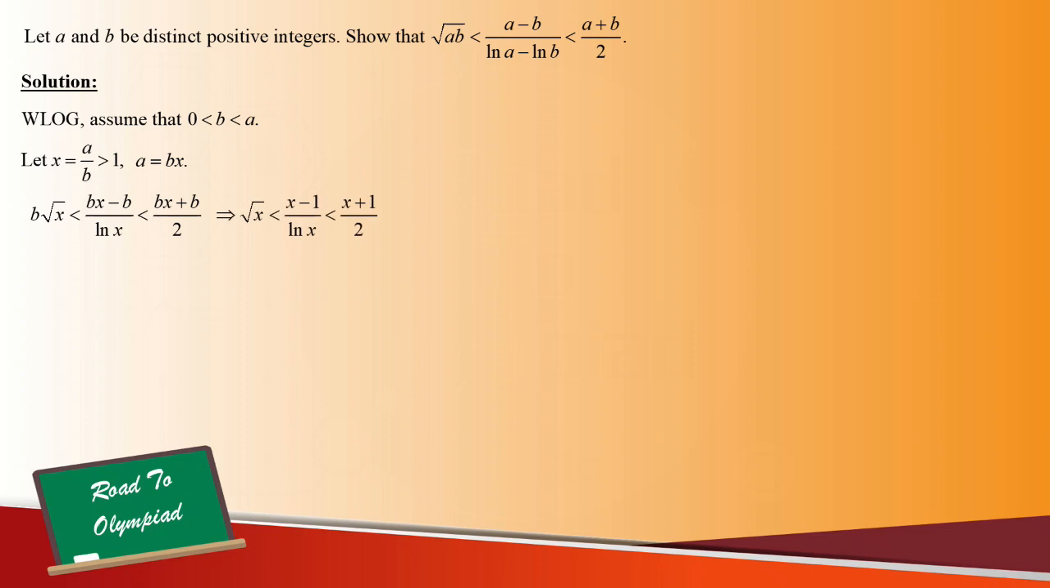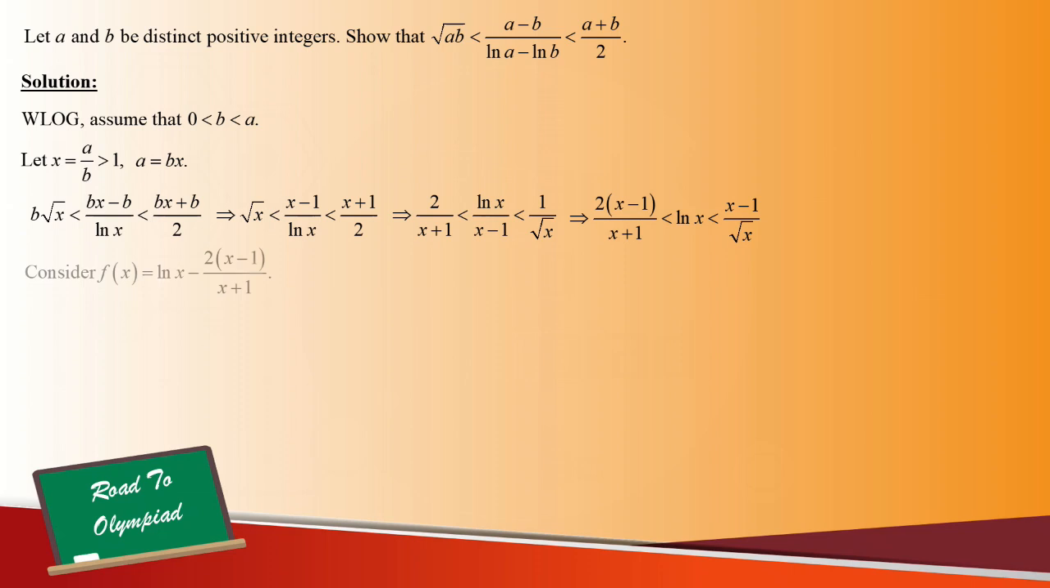Dividing by b, finding the reciprocal, and multiplying by x minus 1, we have 2(x minus 1) over (x plus 1) is less than ln x, which is less than (x minus 1) over square root of x. Here, it is to say that to show the given inequality to be true, it is equivalent to show only the inequality we mentioned just now for x greater than 1.